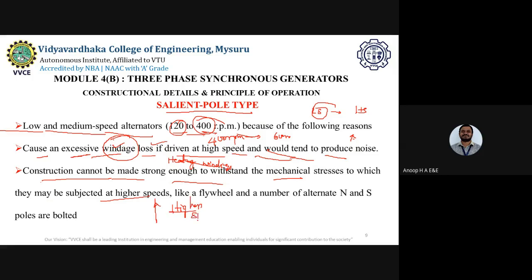Okay, so when I'm talking about higher speed of a machine, it is more or less the speed at which the rotor is to be driven. Depending on the rotor construction and the number of alternate poles which are being bolted on the machine, it cannot be subjected to higher speeds. That is the reason why you will have mechanical stresses as soon as the speed gets increased. All right, so that is what I mean by the salient pole type rotor.